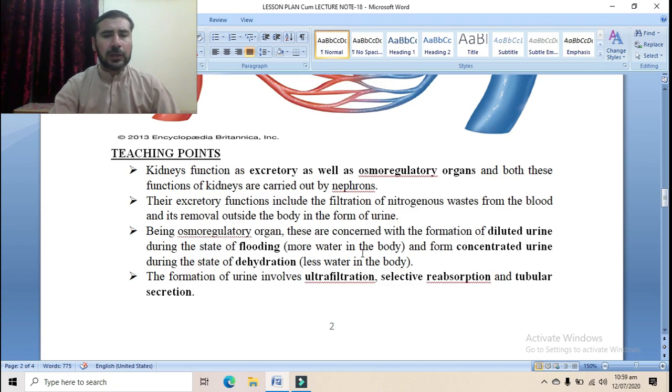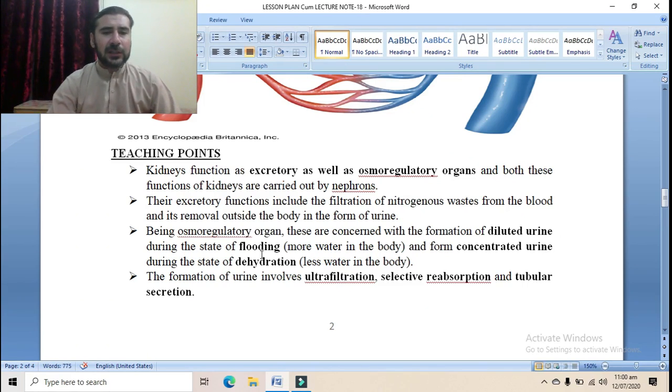As an osmoregulatory organ, the kidney will form a large amount of dilute urine during the state of flooding. Whenever there is a large availability of water inside the body, the extra water will be removed from the body through the kidneys, through the nephrons, and more water will be released in the urine, while the normal water content will be retained within the body. The extra water will be removed.